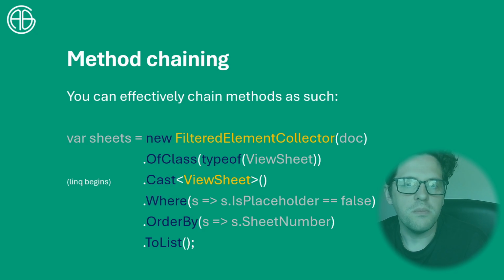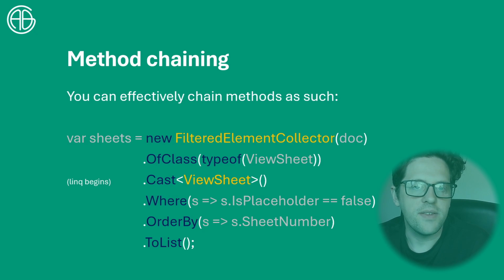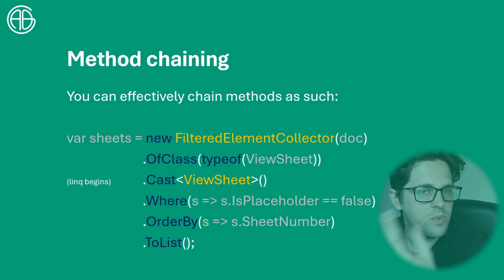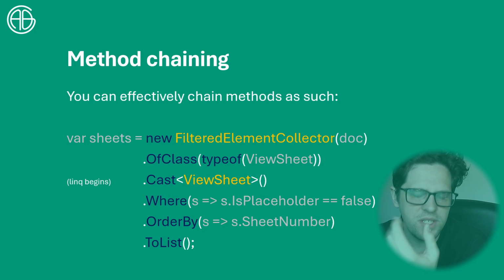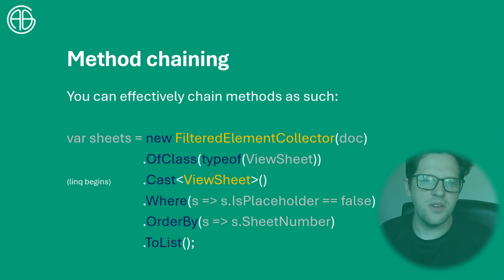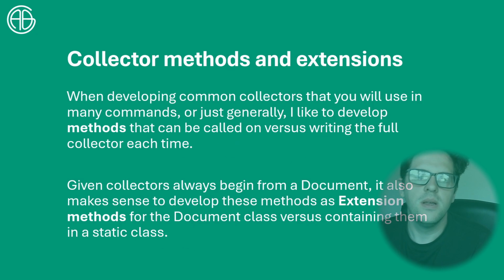Finally, we can order them based on their sheet number. And then after that, we can cast them or put them into a list. And we end up with a list of sheets who aren't placeholders sorted by their sheet number. How much easier is that than using the WherePasses method, right? It's a big change. Obviously, it's going to be a little bit slower, but in my opinion, I don't notice the difference.